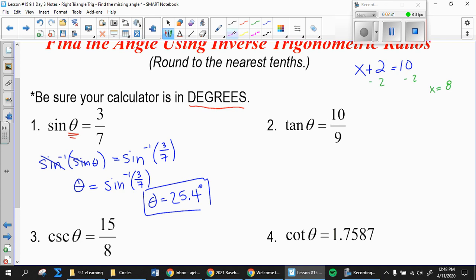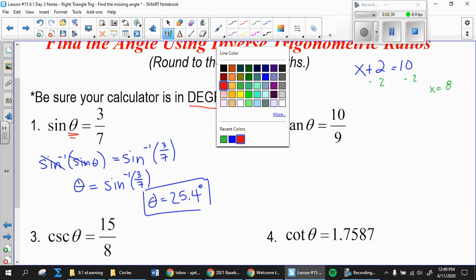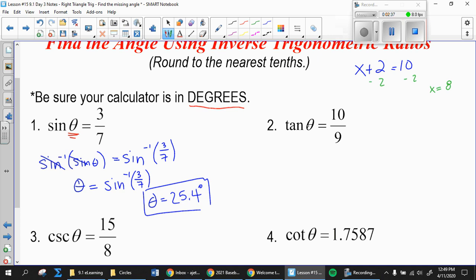All right, same thing here. Now we're working with tangent. So the way that I get theta by itself is I take the inverse tangent on both sides. I'm not going to make you write this step right here. You can go directly to that next step. But this is what we're doing. We're taking the inverse tangent of both sides, which gives us theta equals inverse tangent of 10 over 9.